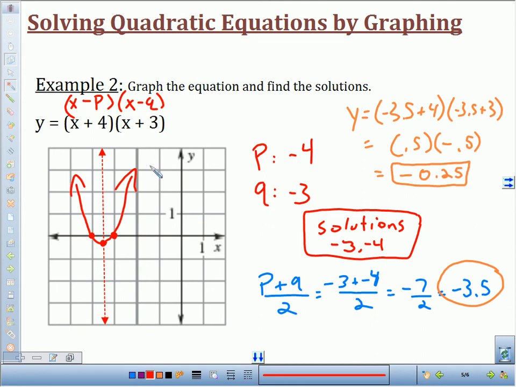Now, of course, this was just to graph it. I can already tell, and I already knew, that my solutions were negative 3 and negative 4.